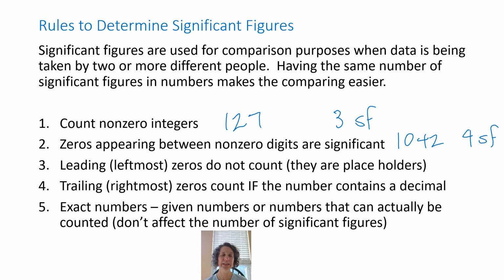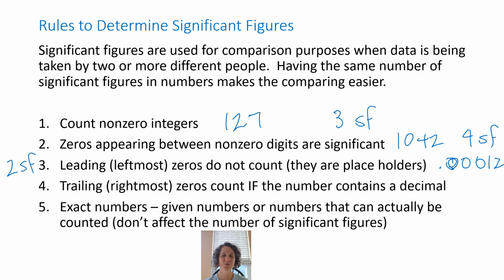Then the third, leading zeros do not count. This is one that seems to get people. Leading zeros do not count. They are simply placeholders. So if I had 0.000012, that number, I'm going to write it over here, has two significant figures. Sorry, I kind of ran out of space there. Just the 1 and the 2 count. The zeros don't do anything but keep the places.